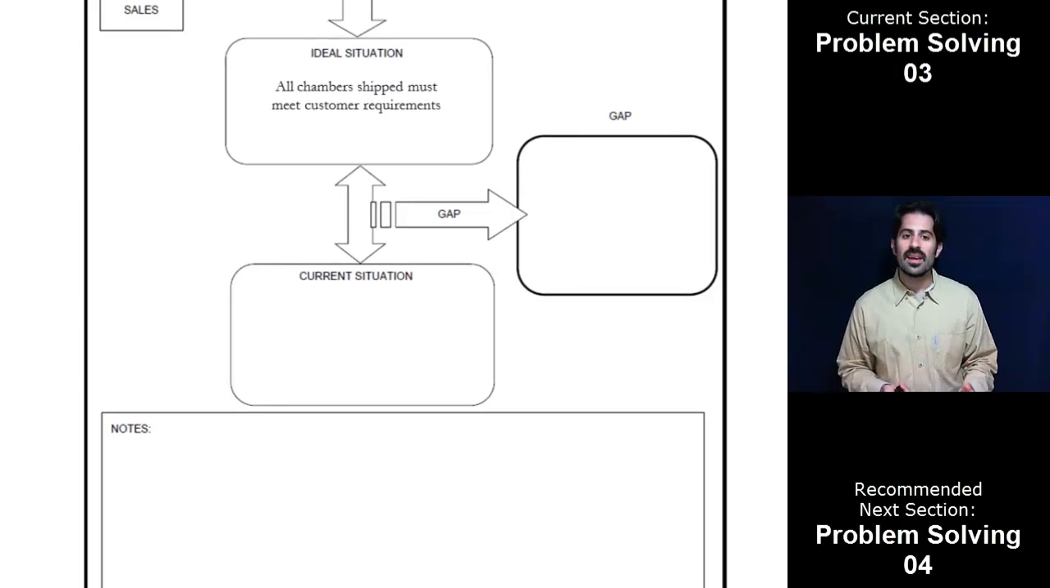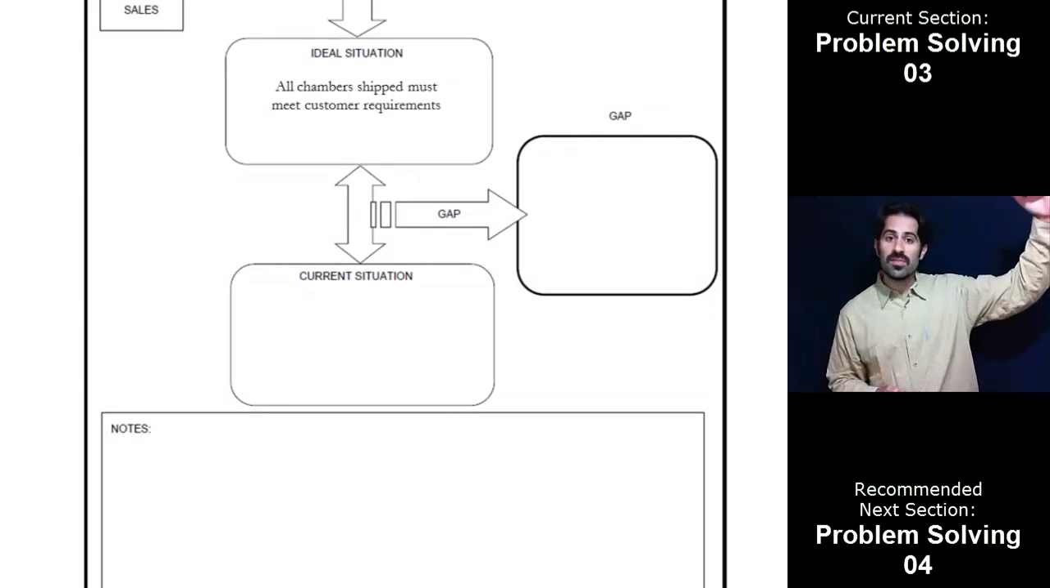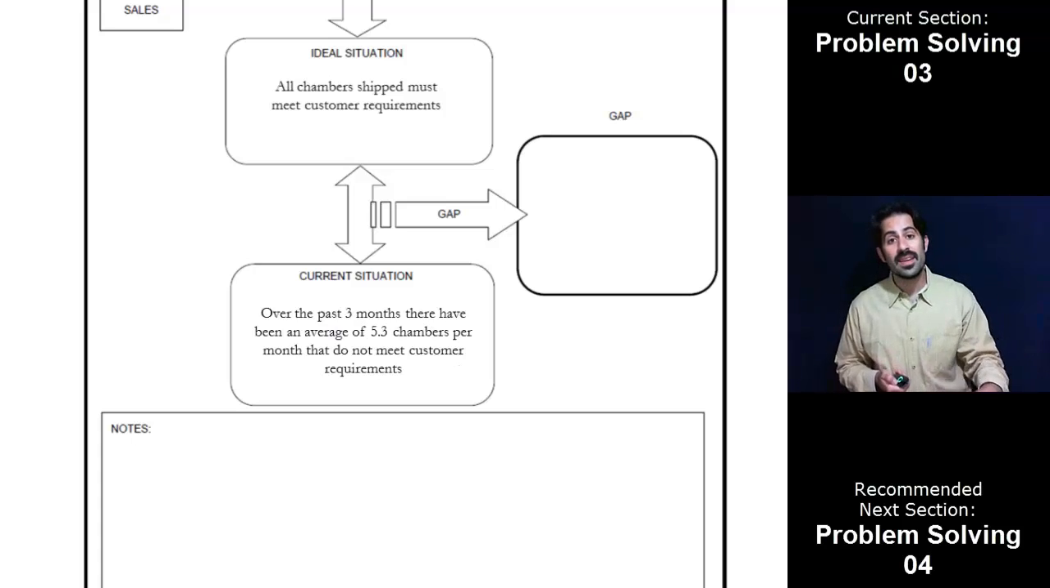So we want to compare that to what our actual current situation is. We want to understand what's perfect, and then where are we right now? Now this is a little bit interesting because it's a little bit of an art versus just a specific science in terms of how we describe the current situation.